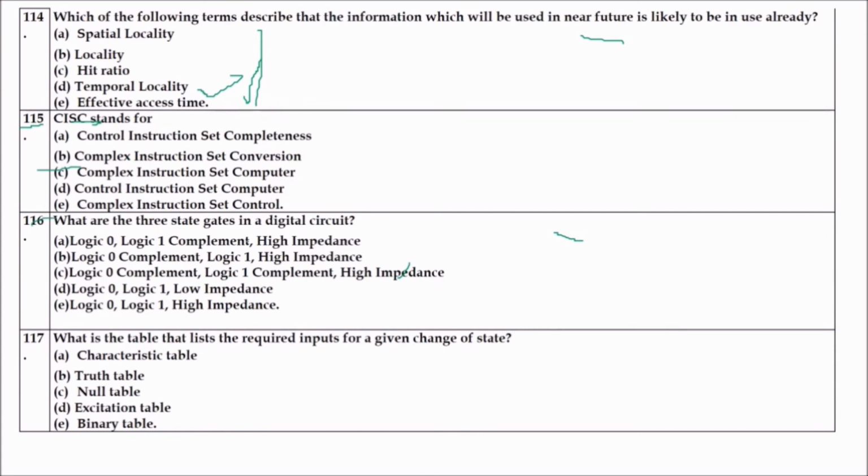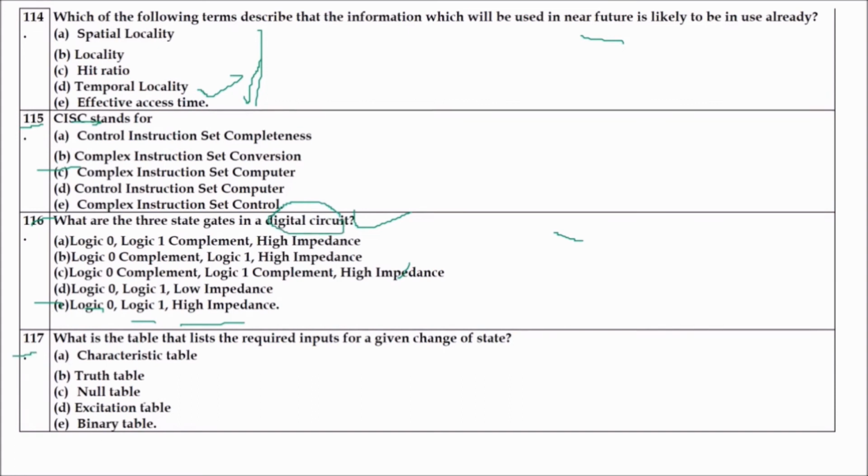What are the 3 state gates in the digital circuit? So you have to tell the 3 state gate in a digital circuit. So what would be your answer? If you got this one, E, now this is correct. Logic 0, logic 1 and high impedance. So these are the 3 state gates in the digital circuit.